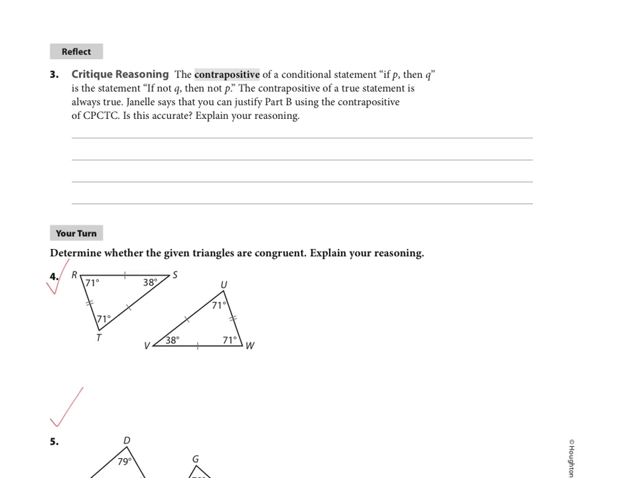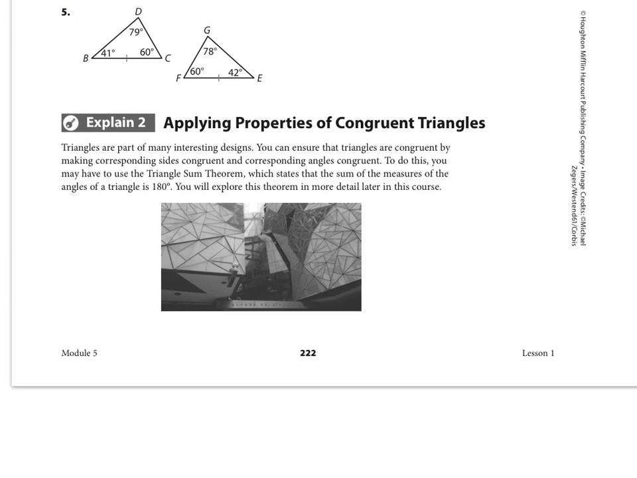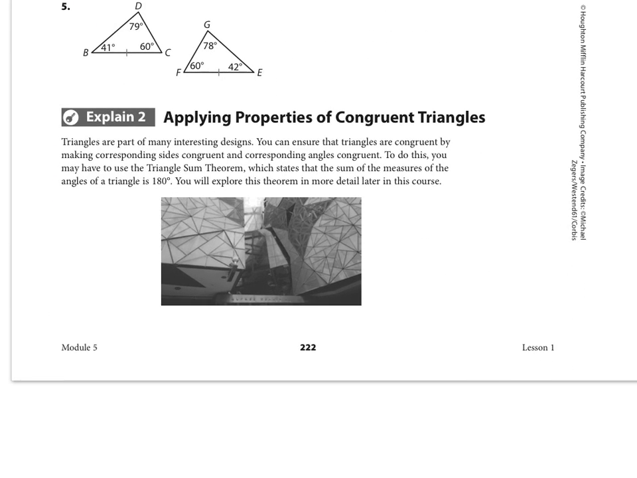In explain 2, we're going to talk about how we apply the properties of congruent triangles. We're going to ensure that the triangles are congruent by setting missing pieces congruent to corresponding pieces, of course. We may have to use the triangle sum theorem, which, remember, says all the angles add up to our magic number, 180 degrees. We're going to explore that theorem a little later, but remember that's what it says. So if we have a missing angle, we want to do a subtraction from 180. Let's take a look at example 2 on page 223.